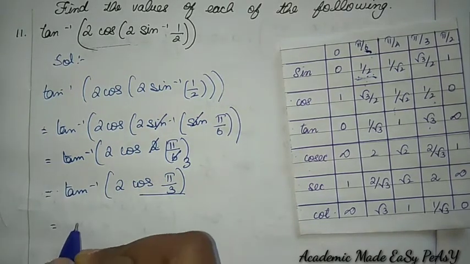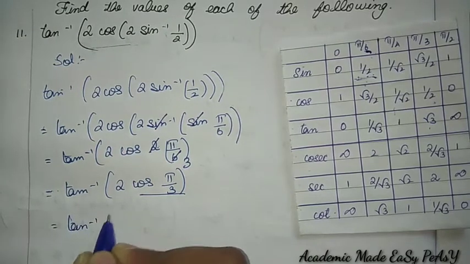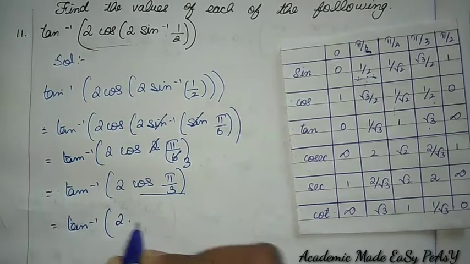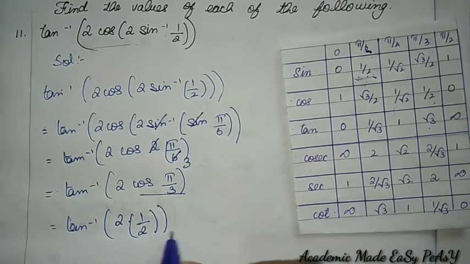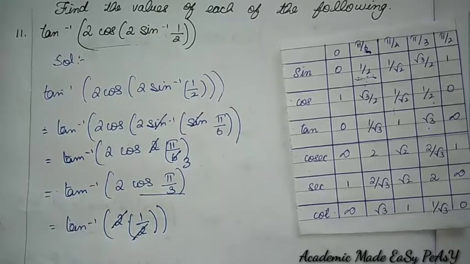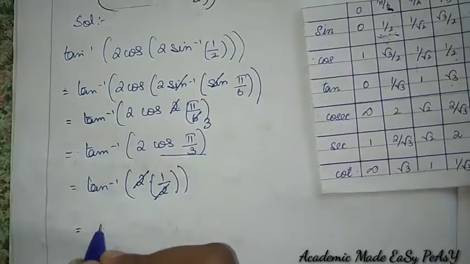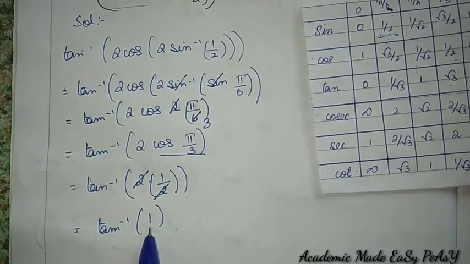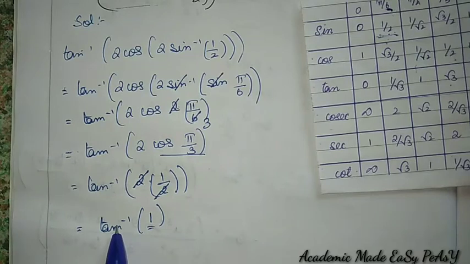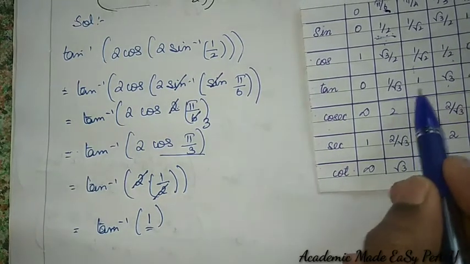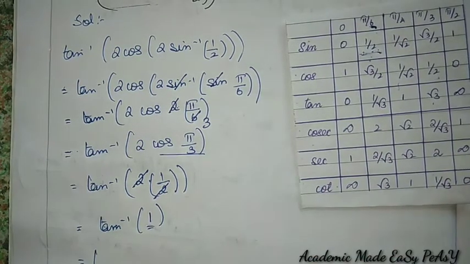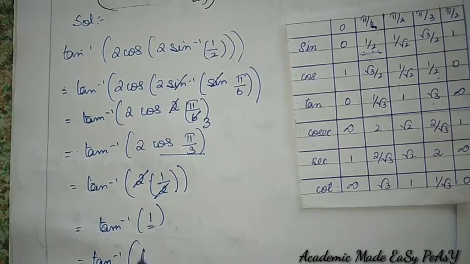If we have numbers or pi value then we have to write numbers. So therefore tan inverse 2, what is cos pi by 3? 1 by 2. So 2 into 1 by 2, this and this will get cancelled and I will have tan inverse 1. So I have to cancel this tan. Tan is 1 at pi by 4. So therefore tan inverse tan pi by 4.